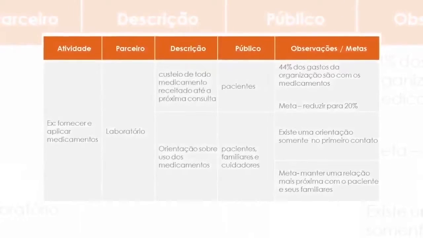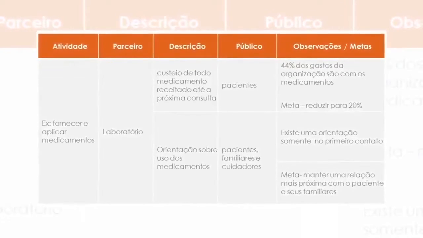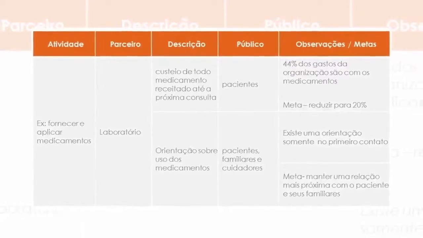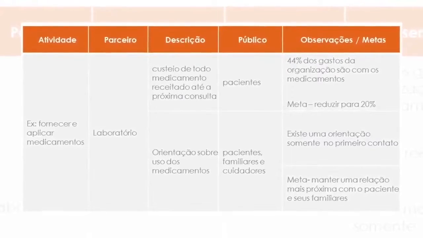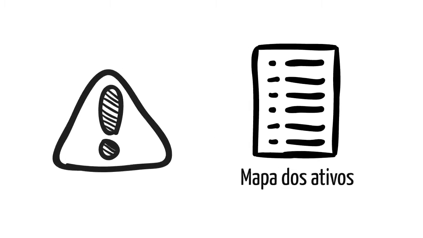Analyze the activities. Watch that a good analysis must contain, besides the activity, the partners, the description, the target audience you mean to achieve, and the goal. At this point, it is of extreme relevance to make a map of the assets which the organization can reach in the communities, bringing up the following aspects.